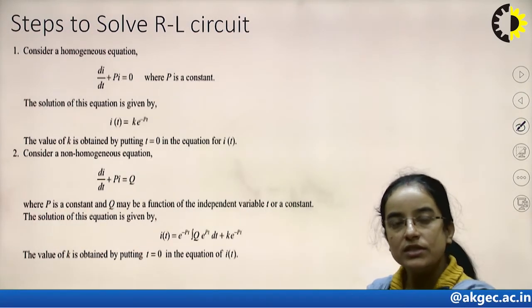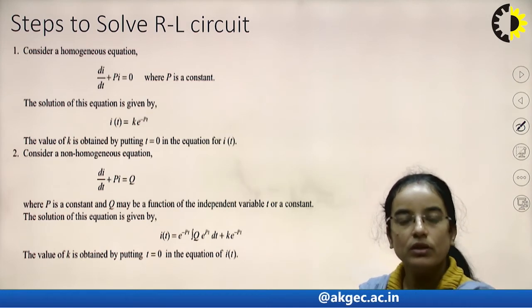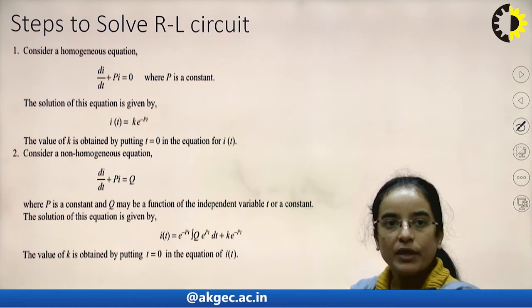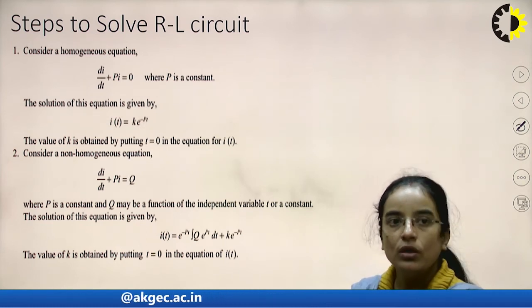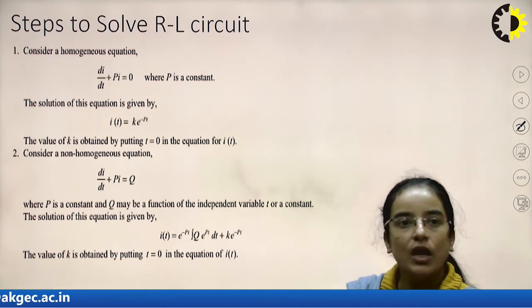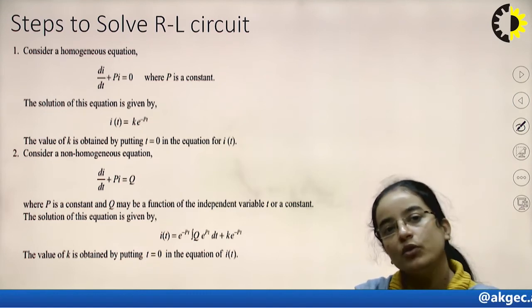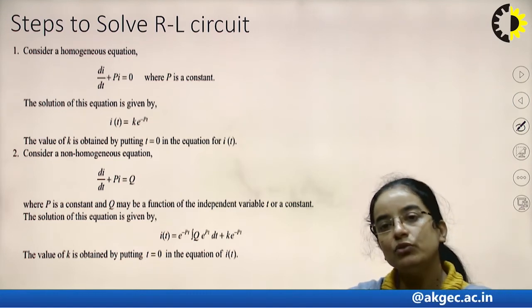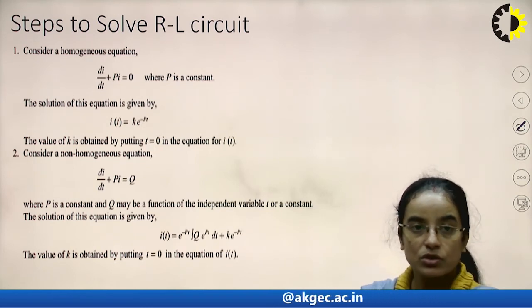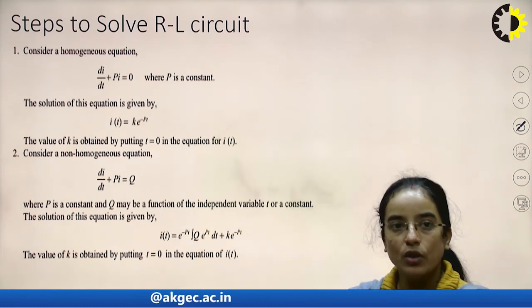So these are the steps. First we will write the homogeneous equation for the RL network, that will be in the form of d by dt of I plus constant into I equal to 0. Now we will solve that equation by the differential equation method, and after solving, the value of the constant k will be obtained according to the given circuit condition. We will calculate the integration constant k.